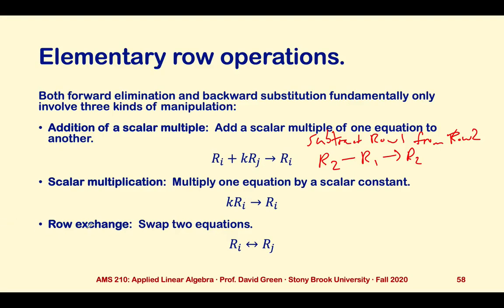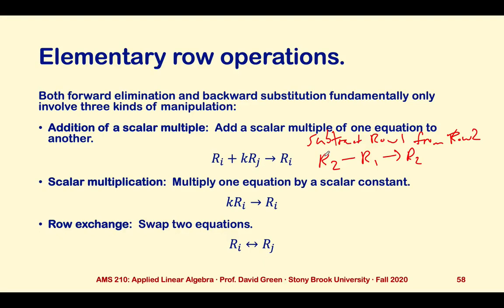And the final thing that we do is sometimes we need to swap equations, swap rows. Call this a row exchange. We use the notation Ri and Rj are exchanged. This gives us a shorthand for keeping track of the different things that we can do, the different manipulations we can do to a system of equations in the process of elimination.